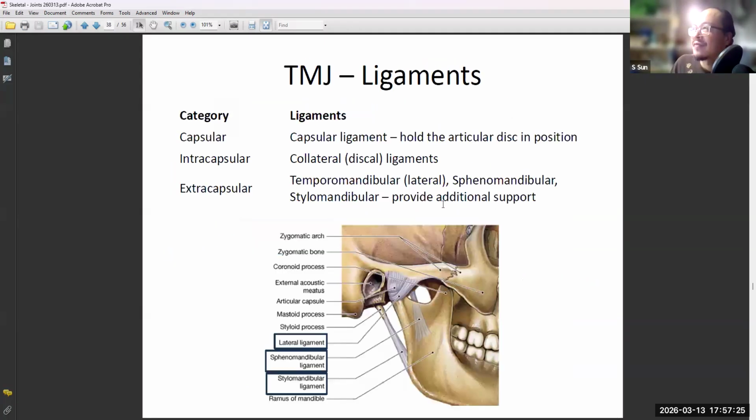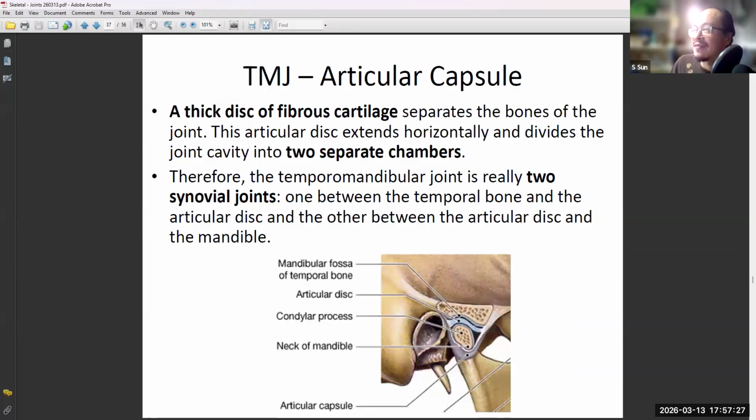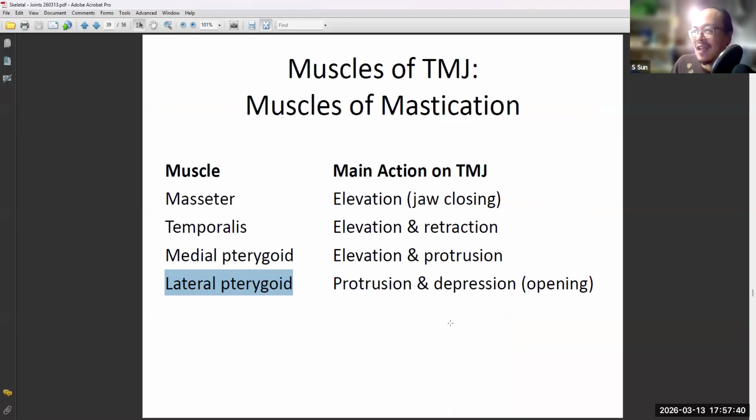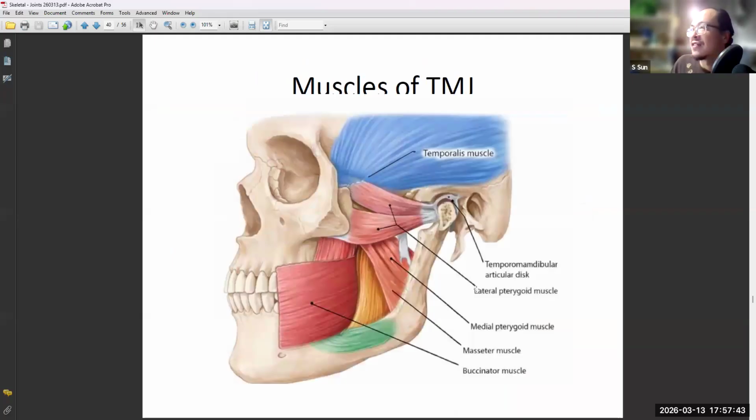So this is the articular disc. The articular disc is within the articular capsule, but the muscle can pull it, right? And the muscle that pulls it is called the lateral pterygoid muscle, right here. Two heads: one is attached to the disc, and another one is attached to the condylar process of the mandible. And all right, so that's that.